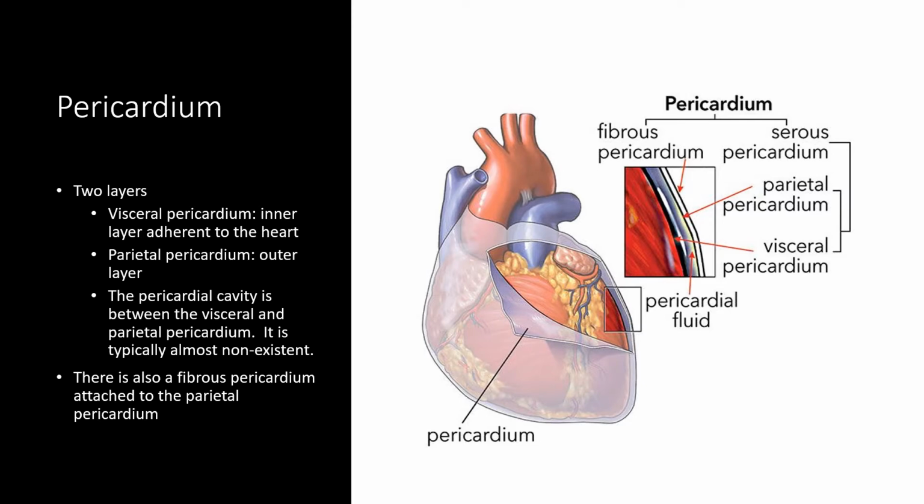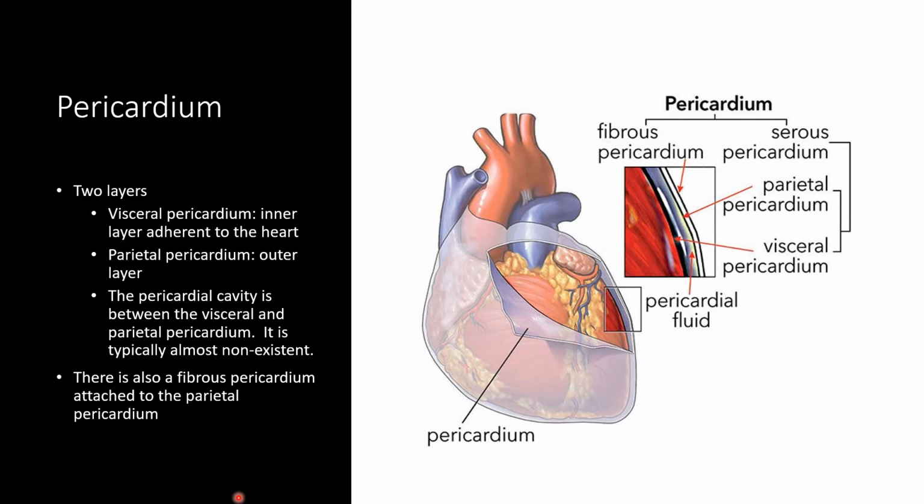Let's talk about the pericardium. The pericardium is basically a membranous covering that covers the heart. And it consists of two layers. You have the visceral pericardium and the parietal pericardium. So the visceral pericardium is the inner layer, which is tightly adherent to the heart. So this is your visceral pericardium. Your parietal pericardium is the outer layer.